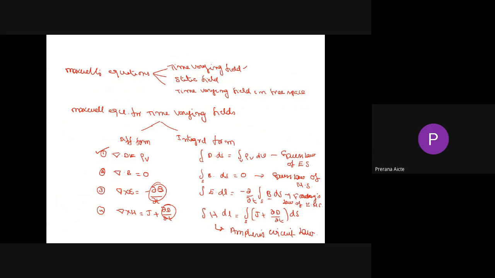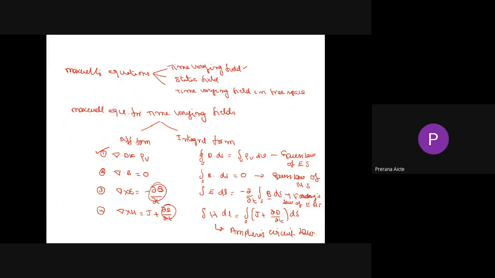Here it is a surface integral with a closed surface. Integral of D dot dS is equal to integral of rho V dV, which is nothing but the total electric flux passing through any closed surface is equal to the total charge of the volume enclosed by the surface. Okay, this is the meaning of the statement of Gauss law of Maxwell equations in integral form.